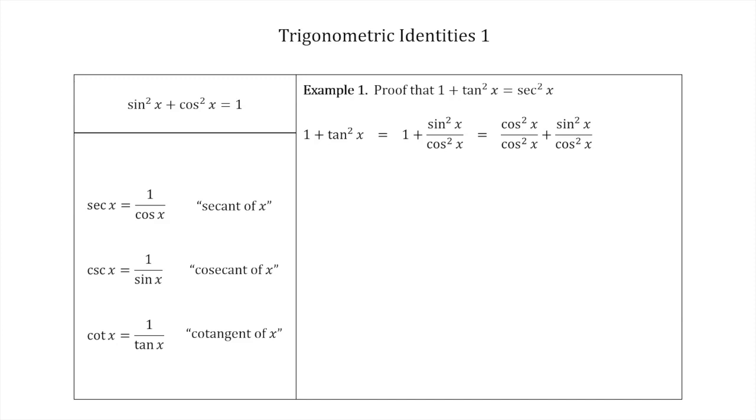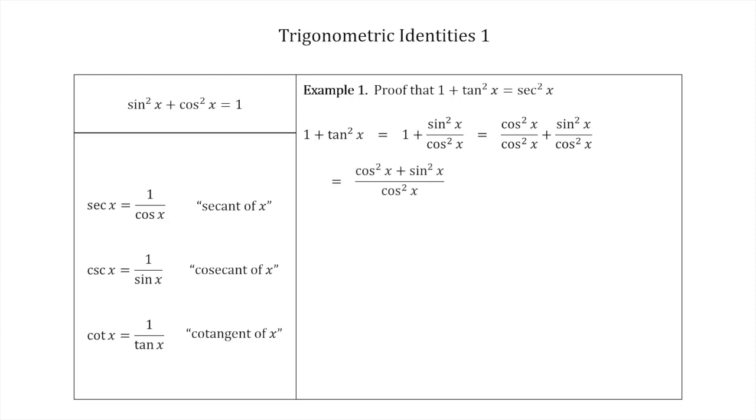So we have cos squared of x over cos squared of x, that's just 1, plus sine squared of x over cos squared of x. Now hopefully you understand that with adding up fractions, once we've got a common denominator, we can just add up the numerators, so what's on the top, and write them over that common denominator.